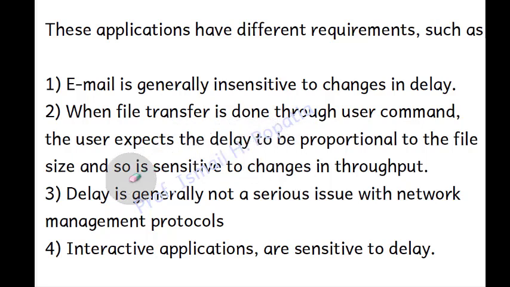Then delay is generally not a serious issue with network management protocols. So as we can see, some services are sensitive to delay and some are not sensitive to delay. Like we have interactive applications, where they are sensitive to delay. More delay may hamper the service.